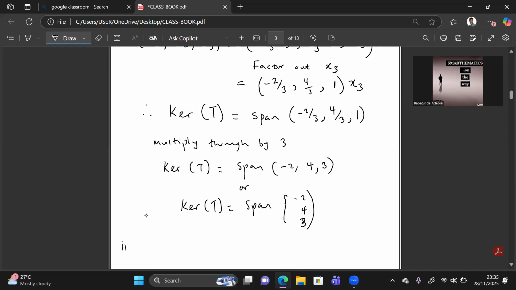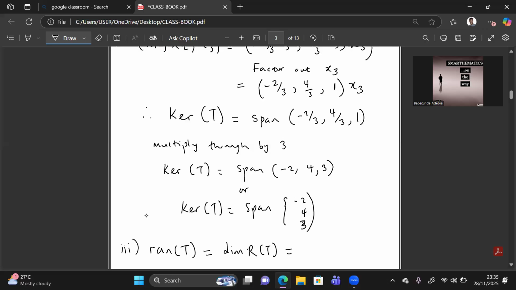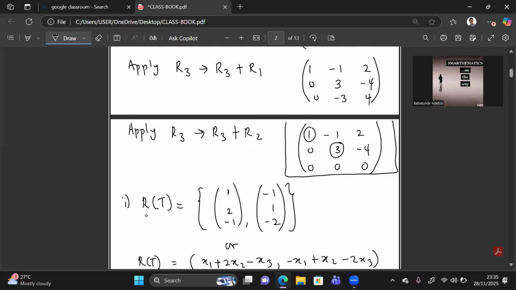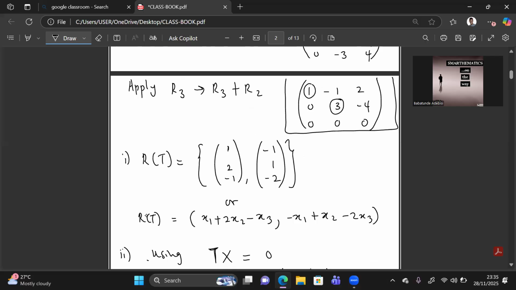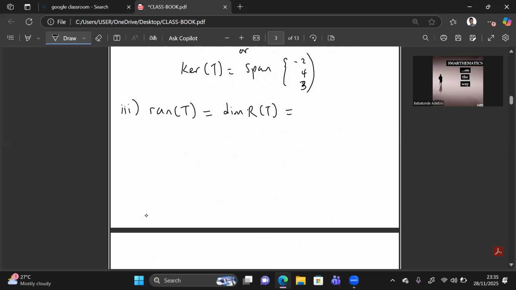Now the third one is finding the rank of T. The rank of T is just the dimension of the range of T. Dimension means how many elements can you find. So if you go back to your range of T, how many elements can you find? You can just find 2. So that means the rank of T is equal to 2. It's as simple as that.